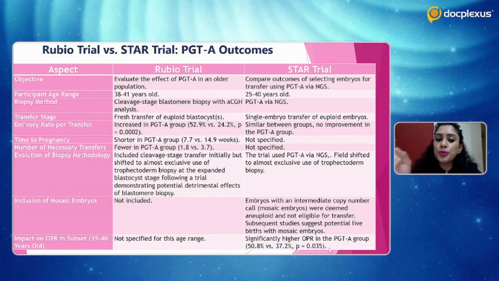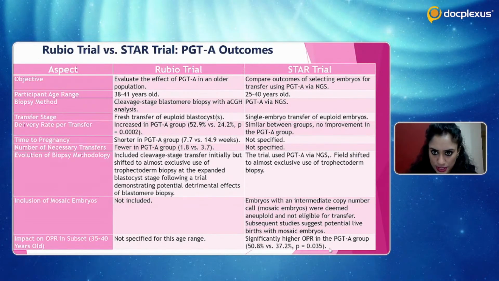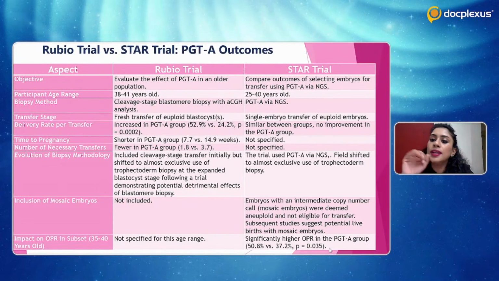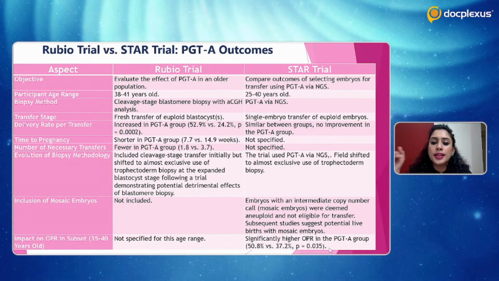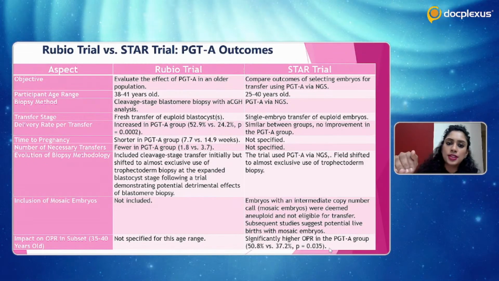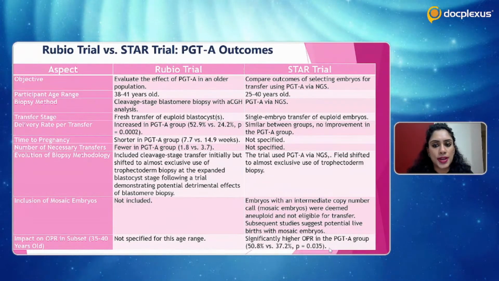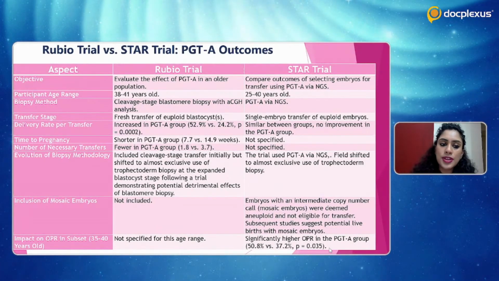In the Rubio trial, the PGTA group had an increased delivery rate per transfer. But in the STAR trial, there was no improvement in the PGTA group of the live birth rate, the ongoing pregnancy rate, or the clinical pregnancy rate; all that did not change. Time to pregnancy was faster in the Rubio trial, whereas it was not specified in the STAR trial. Number of necessary transfers was fewer in the PGTA group in the Rubio trial. It was not specified in the STAR trial.